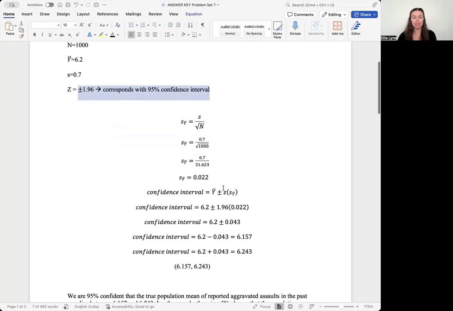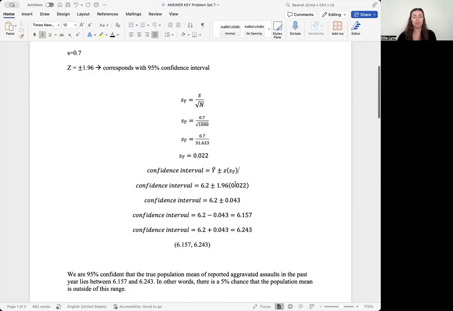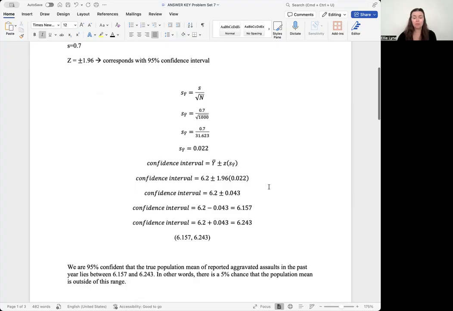The plus or minus here is key when calculating the confidence interval simply because we are creating a range, right? We need to calculate it below our average value and above. And so our job is to simply plug in the numbers now that we have them to do step 3, which is to calculate our confidence interval. I take my average value of 6.2 aggravated assaults a year, plus or minus 1.96, which is that corresponding z value for a 95% interval, and multiply that by the standard error we calculated in step 1, which was 0.022.